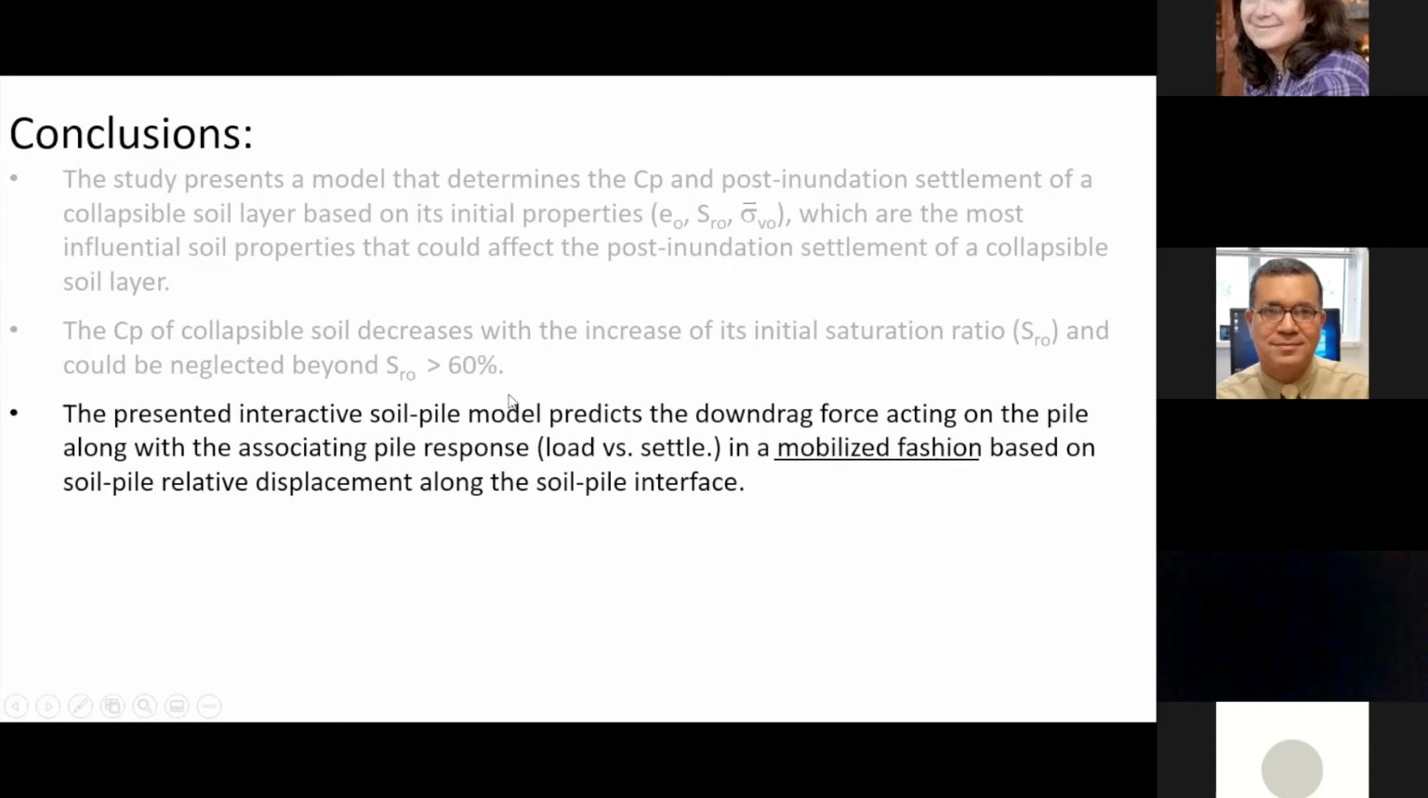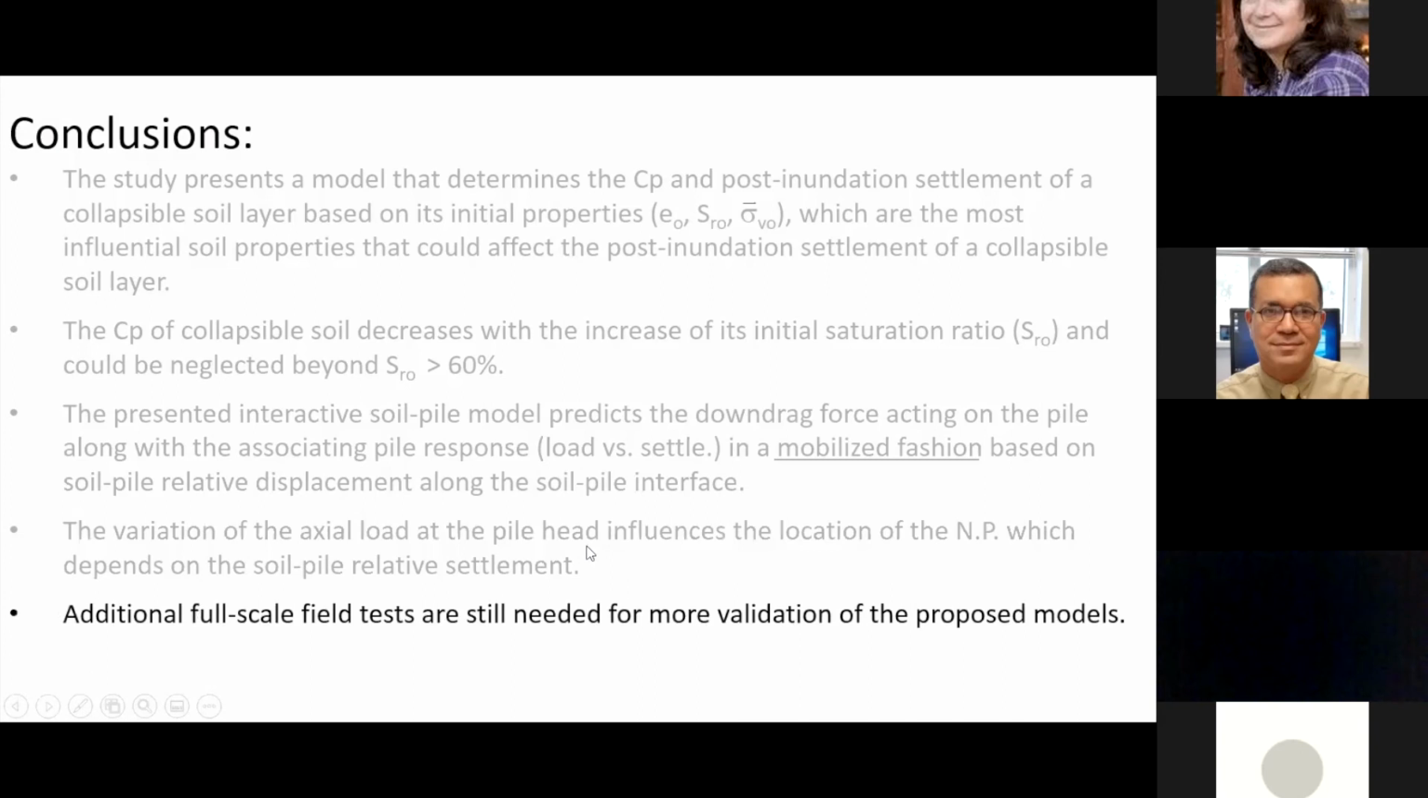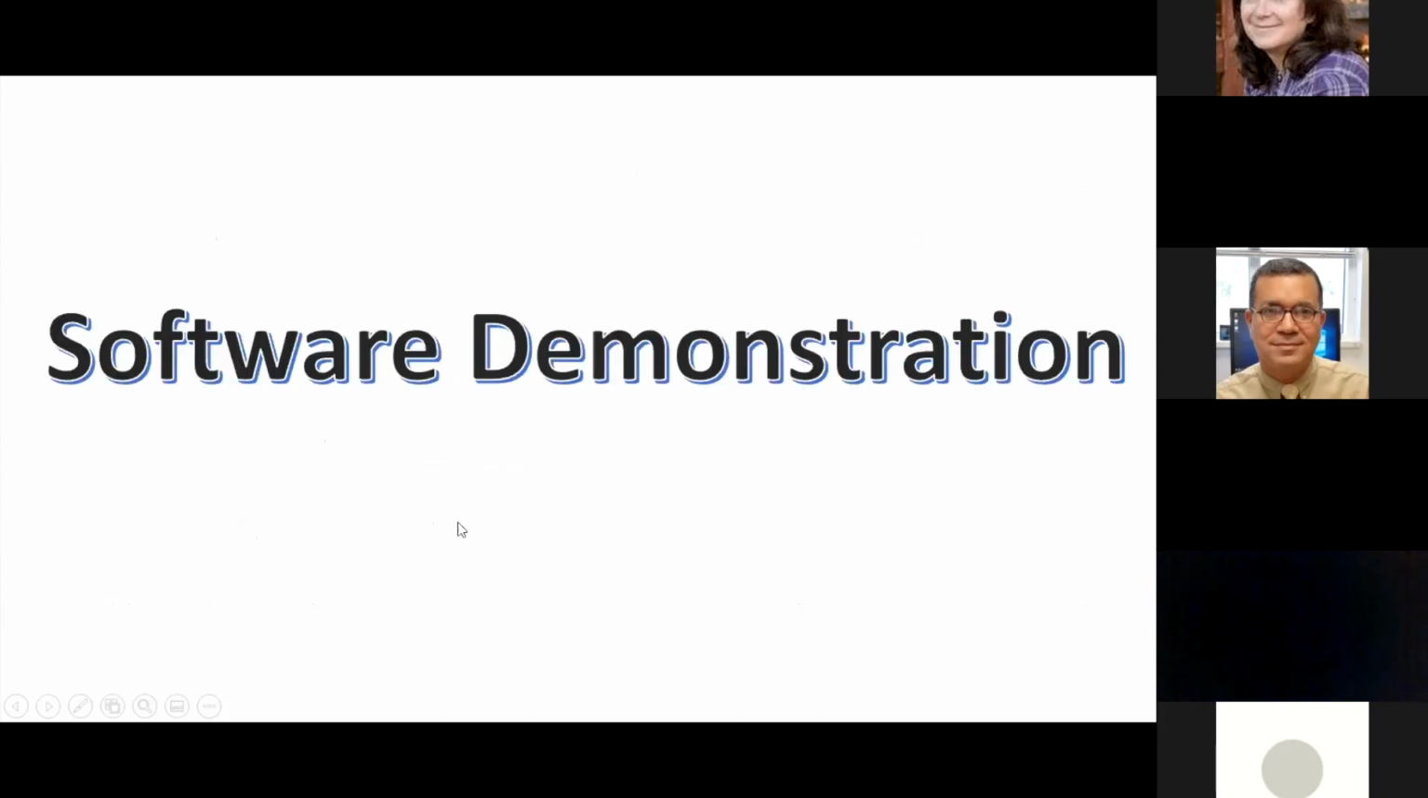So in this case, we'll be able to see a better picture of the response of the pile under down drag force. The other thing is that the variation of the axial load at the pile head influences the location of the neutral plane. Of course, we know that, and it depends on the soil-pile relative settlement, which one is going to be larger than the others. The last thing is that additional full-scale field tests are still needed for more validation of the proposed model, which is something for sure that we need more. It's not enough to deal with 2 tests only.